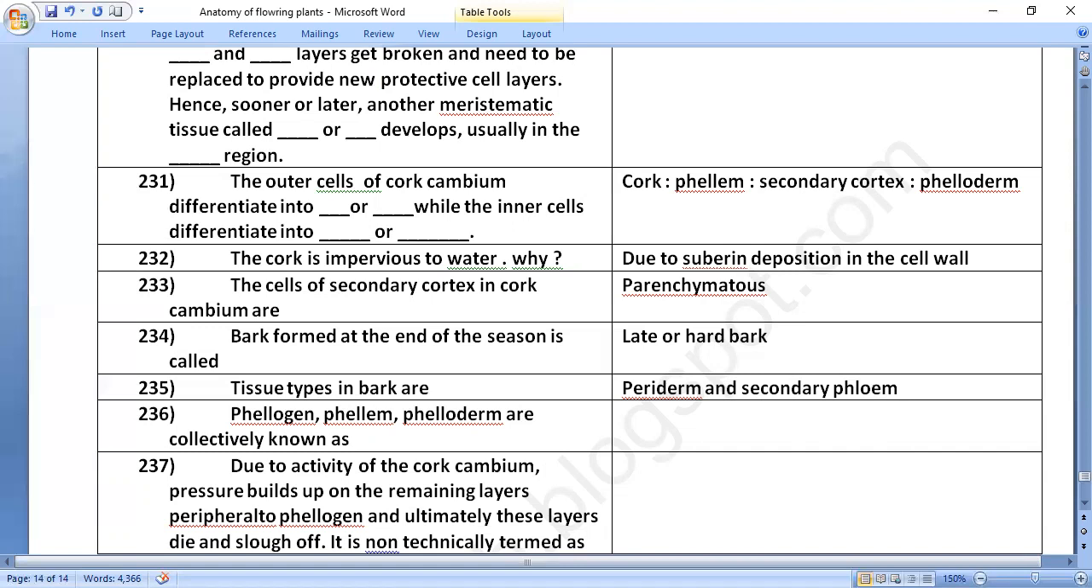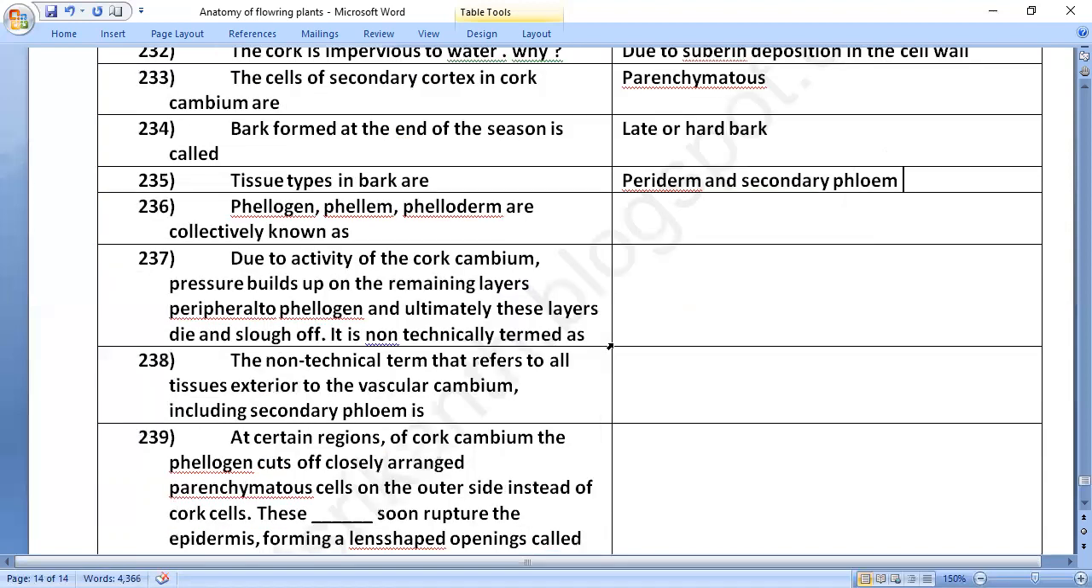Phellogen, phellem, and phelloderm are collectively known as periderm. Due to the activity of the cork cambium, pressure builds up on the layers peripheral to the phellogen, and ultimately these layers die and slough off. This is non-technically termed bark, a term that refers to all tissues exterior to the vascular cambium, including secondary phloem.